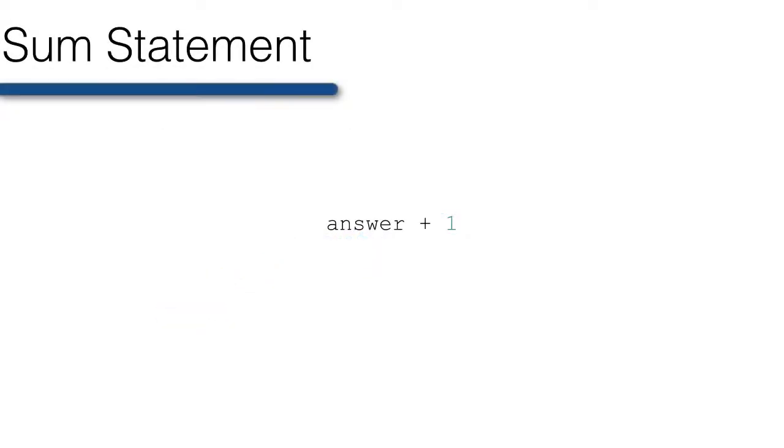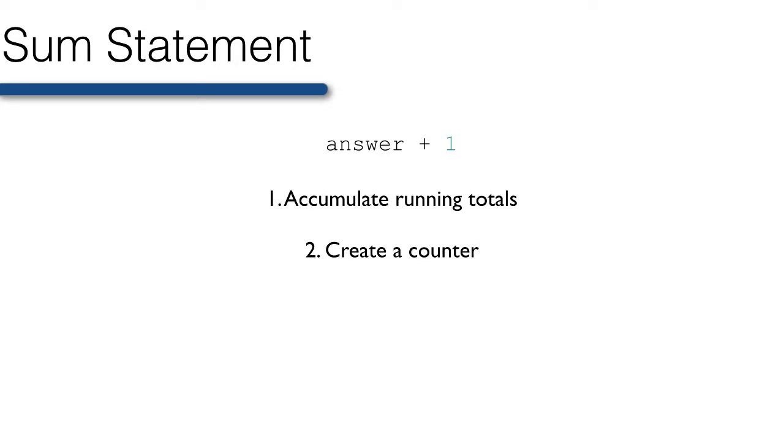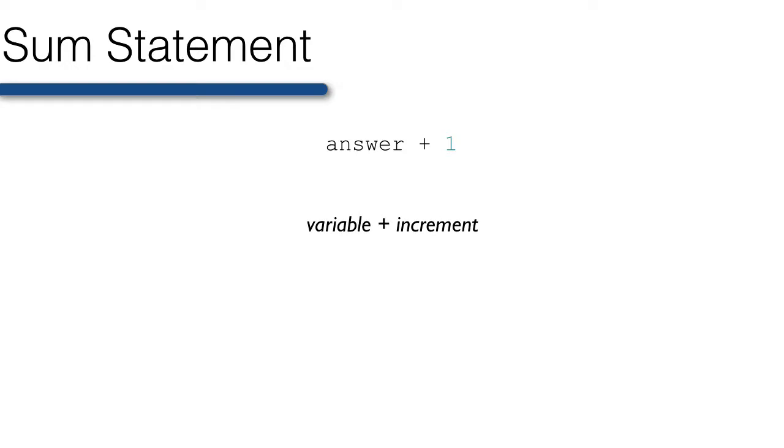11. As a side note, the SAS statement here, answer plus 1, is a specific type of SAS statement called a sum statement. There are two primary uses for a sum statement. One is to accumulate running totals, for example, a running total of an account balance with interest. The other is to create a counter. This application of a sum statement can be particularly useful when managing longitudinal data sets. The general form of the sum statement is variable plus increment. Notice that there's a plus sign, but no equal sign in a sum statement. That's what identifies this as a sum statement to SAS.